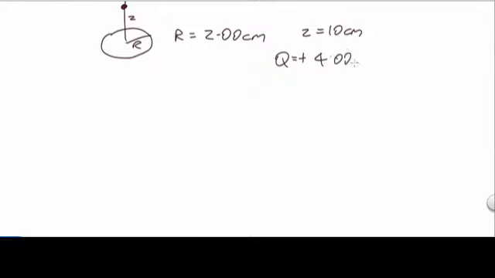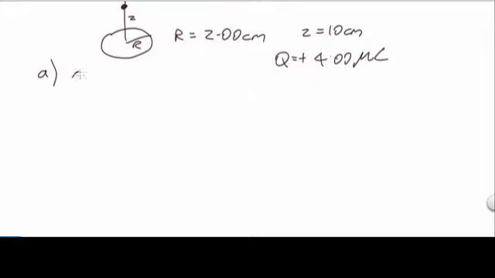Now we have a charged ring that has a radius of 2 centimeters, and we're interested in the electric field a distance z, which is 10 centimeters away from it. We're also told that the charge on the ring will be plus 4 microcoulombs.